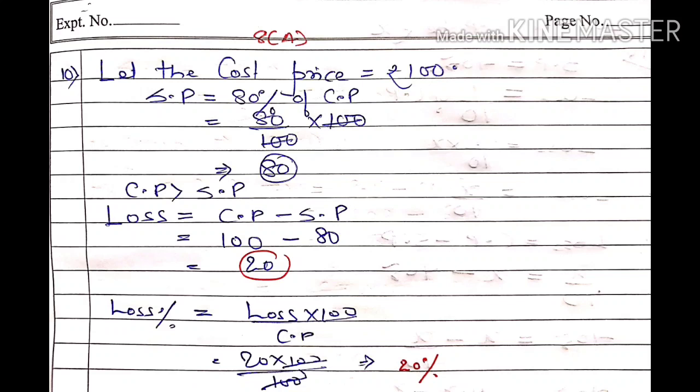CP 100, SP 80. In 100 rupees you are buying and in 80 rupees you are selling. So loss percentage we will find very easily. Look at here the full solution. 20% is our required answer. Okay, below these two questions are the same, you can do them by yourself.